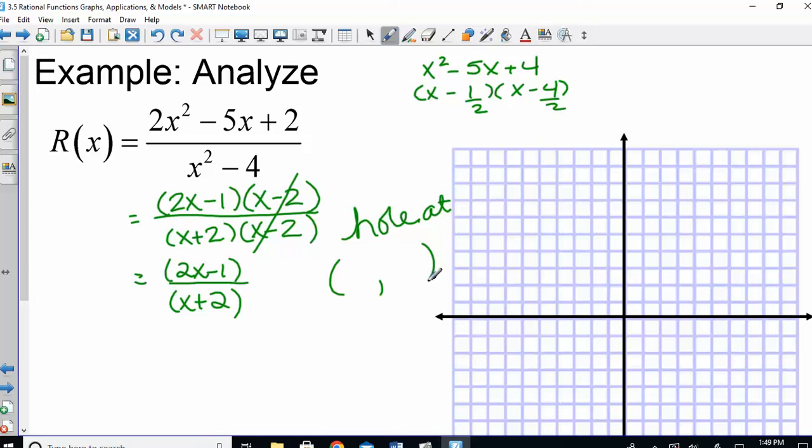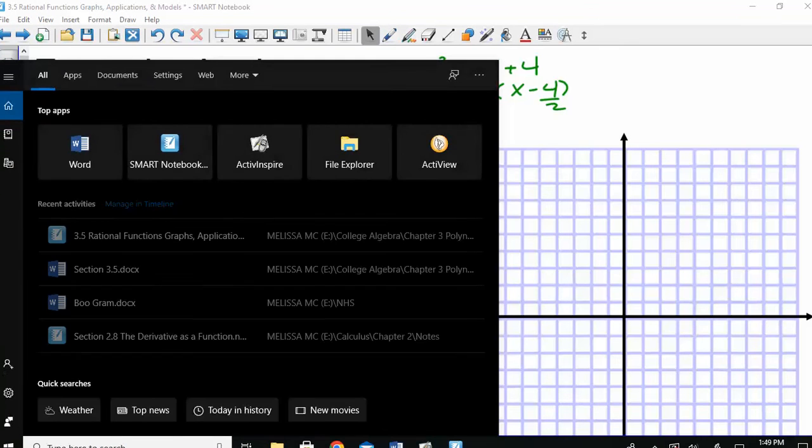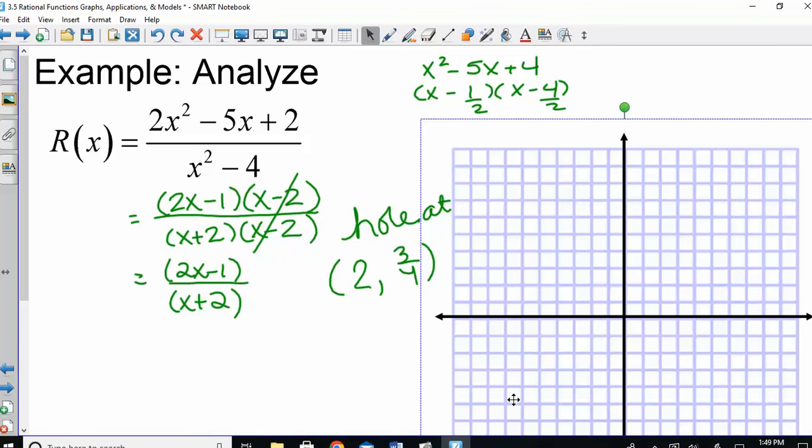The x value comes from what canceled. So what makes x minus 2 equal 0? 2. To get the y value, you plug a 2 into what's left. So I would get 4 minus 1, which is 3, over 2 plus 2 is 4. So 2 3/4.